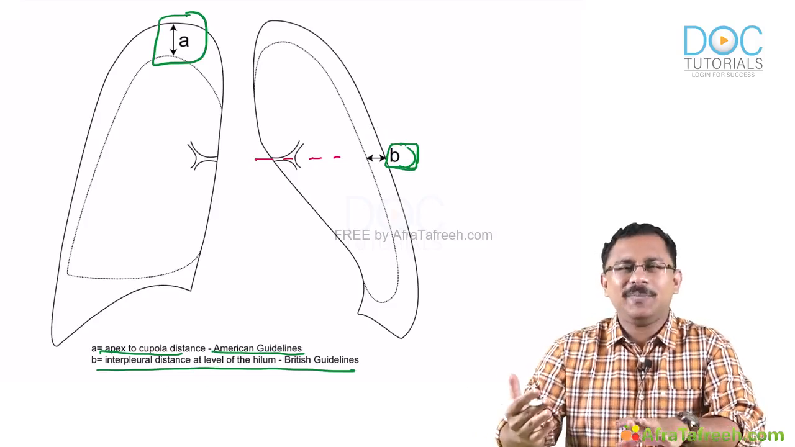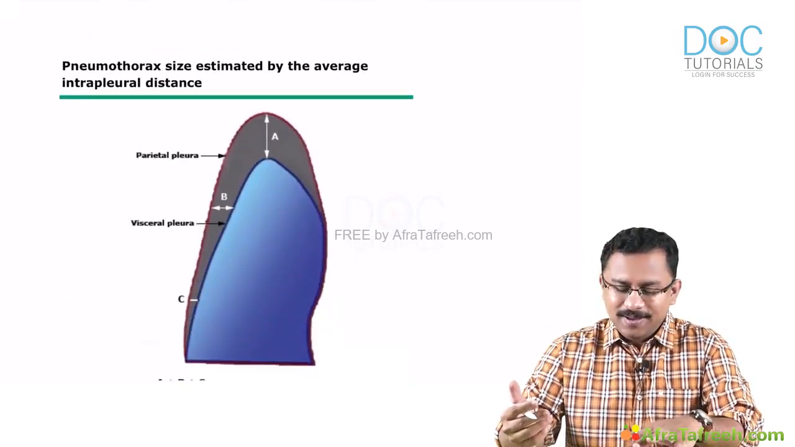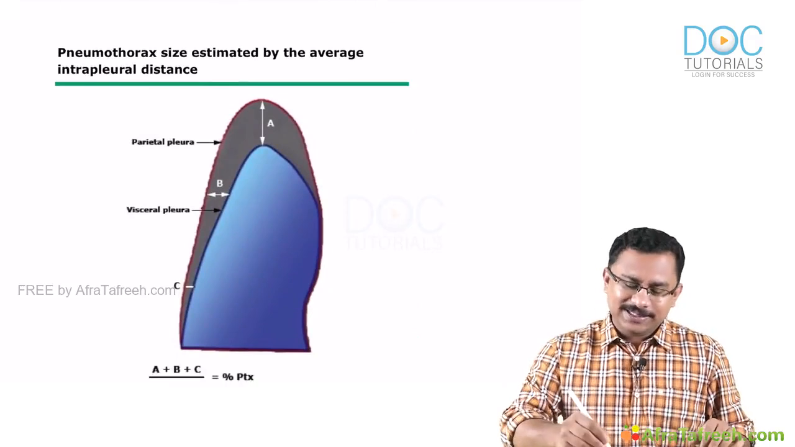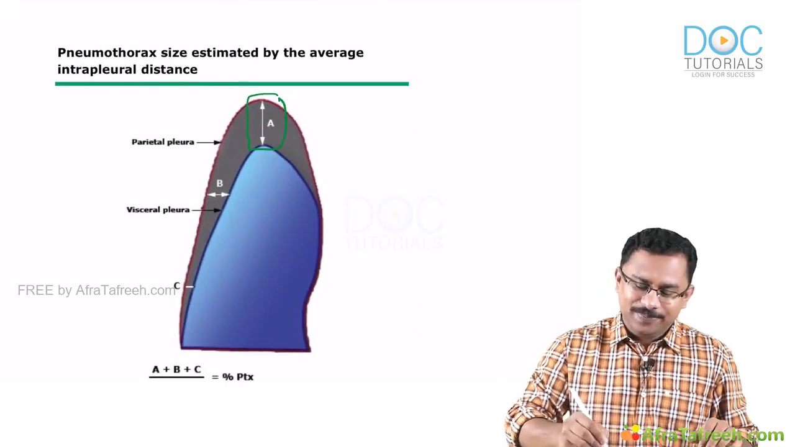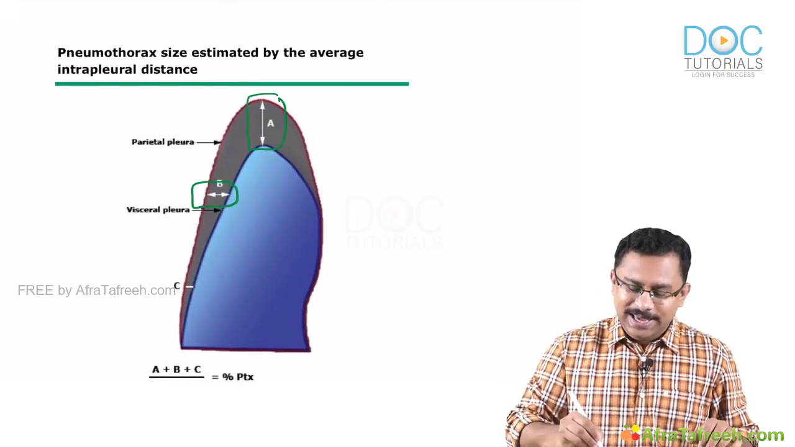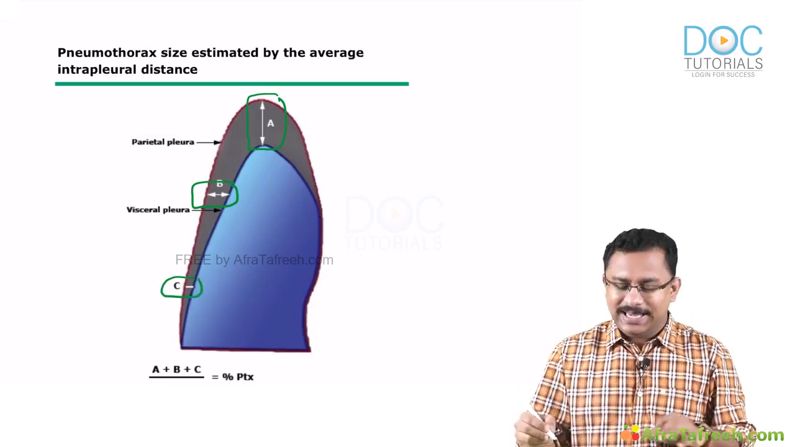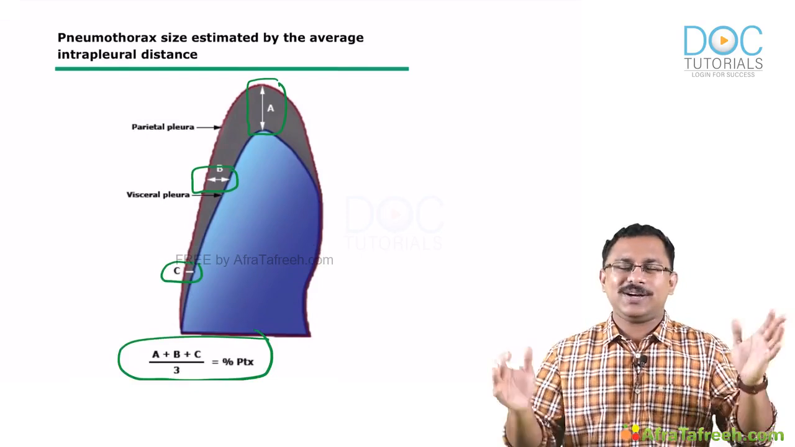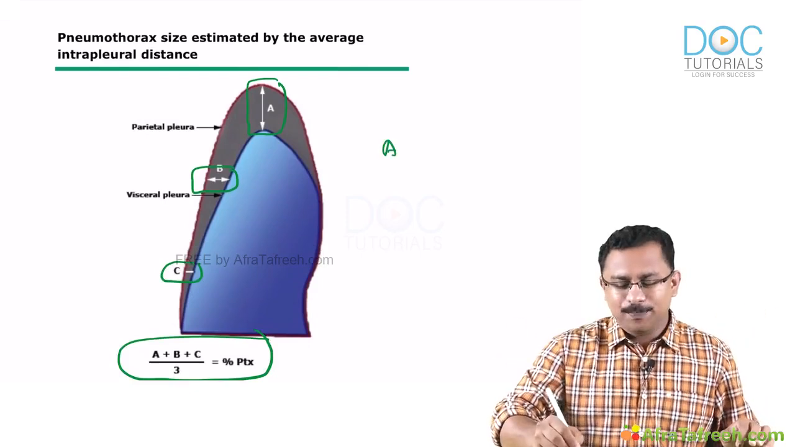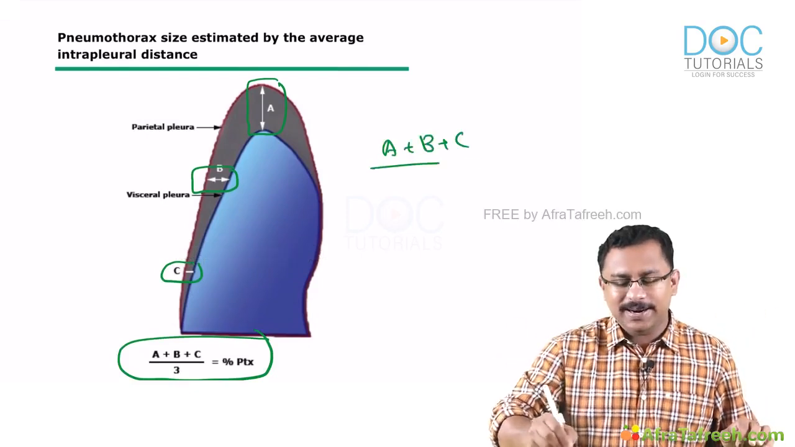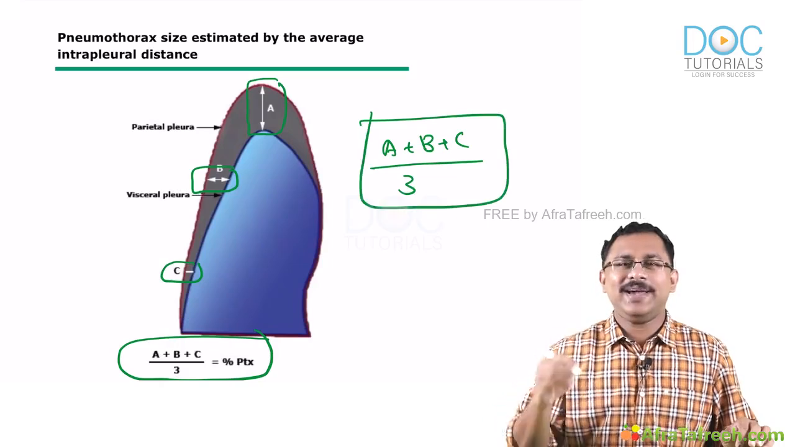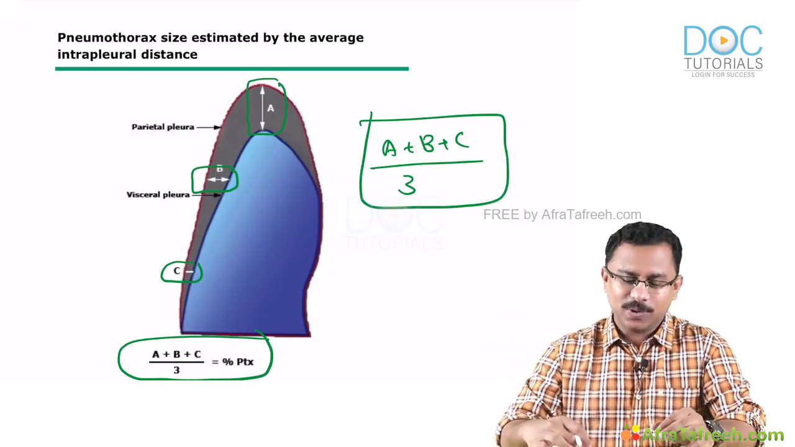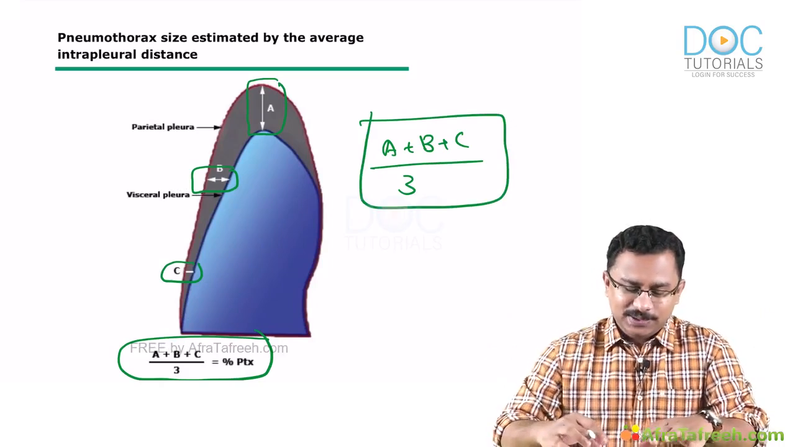Just for your information, there is another method where you can estimate the size of a pneumothorax based on 3 measurements: A, the second one that is B, and a lower one that is C, and you add and divide by 3. So A plus B plus C divided by 3, you are trying to take the mean size of a pneumothorax. All right, so that is clear.